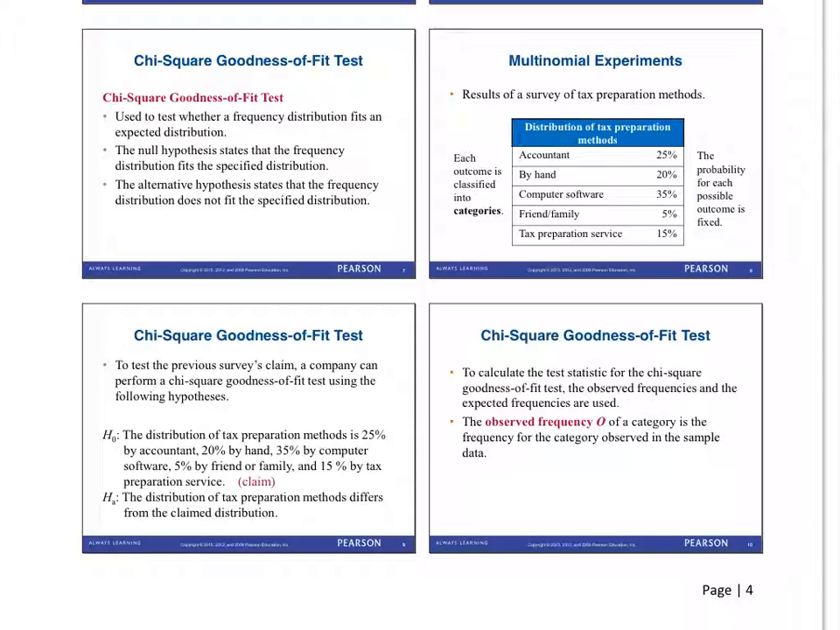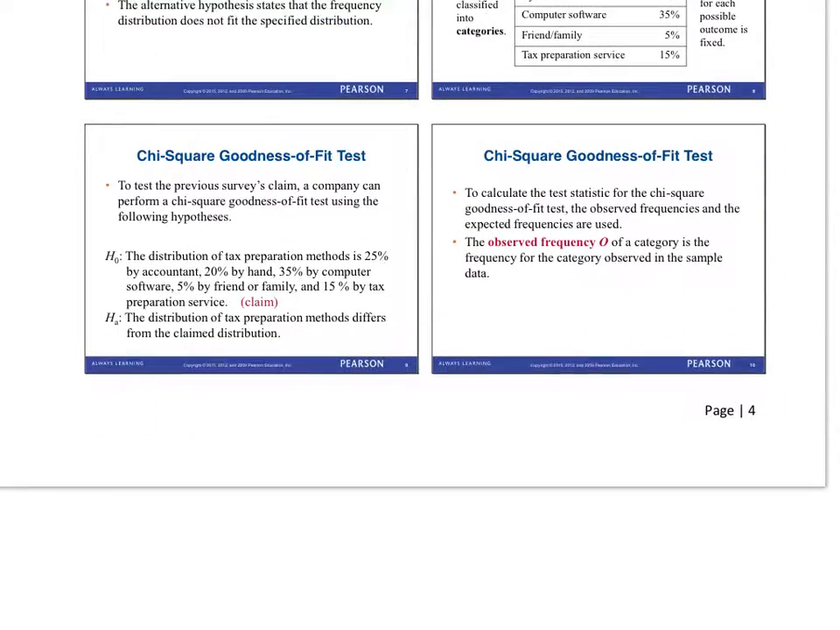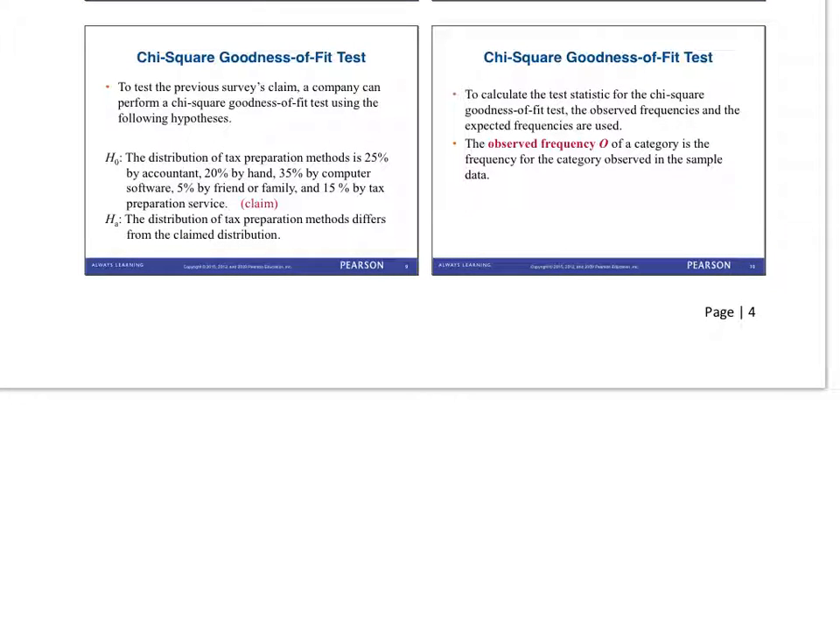Suppose that in some previous survey, it was learned that 25% of people use accountants, 20% of people do it by hand, 35% computer software, 5% get friends and family to help, and 15% use a tax prep service. So you can see here we've taken this categorical variable, method of tax preparation, and broken it down into 5 categories. So what's going to happen in this goodness of fit test is there's going to be a new survey.